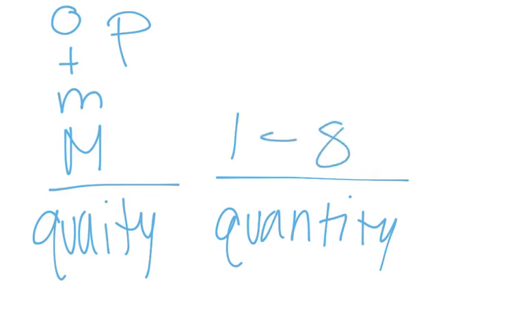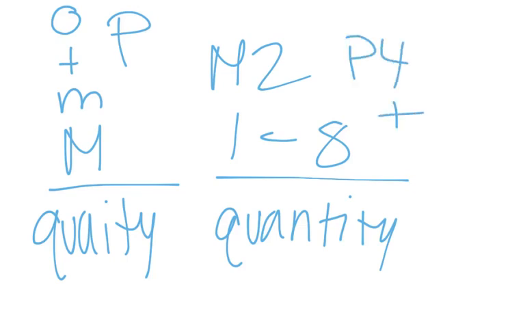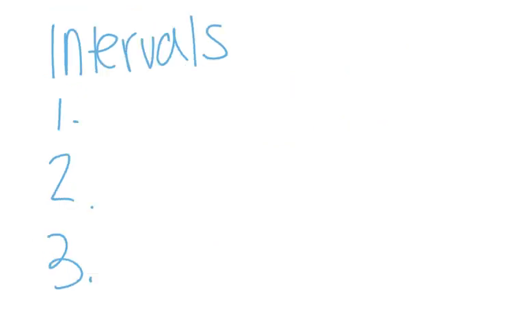1 through 8. So you can have something like a major second, or a perfect fourth, or an augmented sixth, things like that. So step 1 is the easiest step, I would say. Determine the quantity of the interval.